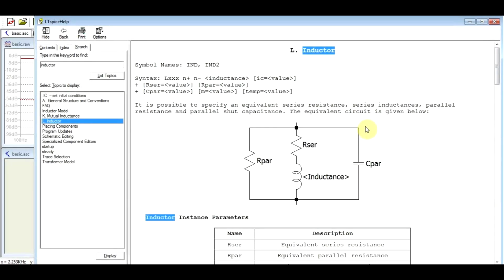Now, of course, LTspice's default model also has this parallel resistance. So we got the series resistance, the inductance, and the parallel capacitance. And the parallel resistance is there to represent the losses that the inductor has. So not all of the energy stored in the inductor will come back out again. And that you can set with this parallel resistance.